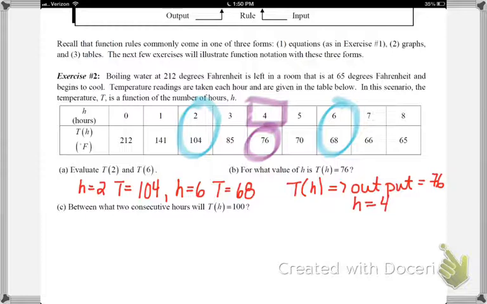Between what two consecutive hours will t at h equal 100? So let's locate where 100 will be on our table. So t at h equal to 100 will be somewhere between 85 and 104. So between which two values of h will that be? Between 2 and 3 hours.